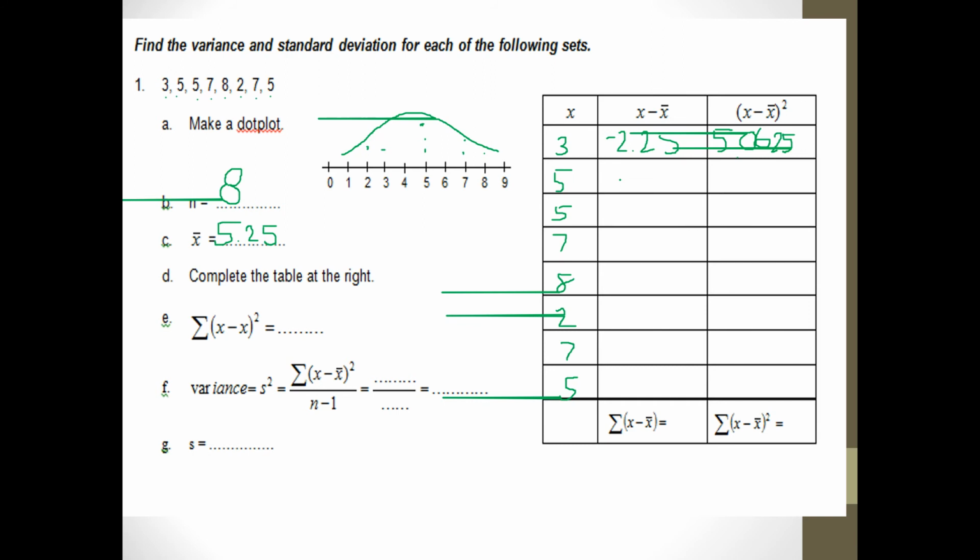Now make sure you're trying a couple of these on your own. So I'm going to do another one. Here we go, 5 minus 5.25, and that's going to give me negative 0.25. I see that I have some more 5s. So I'm going to put that answer in for all of my 5s, so I don't have to redo this another time. Okay, so I've got negative 0.25, and then I'm going to square that. Okay, negative 0.25 squared is 0.0.